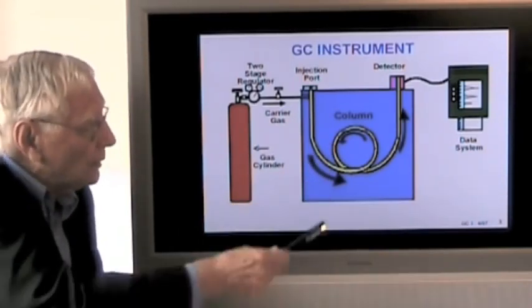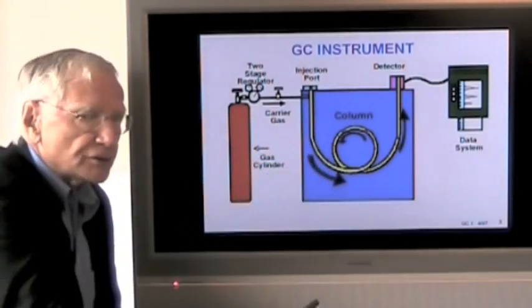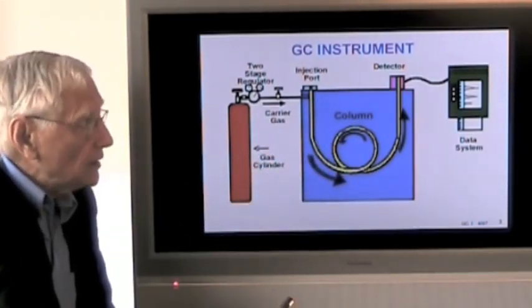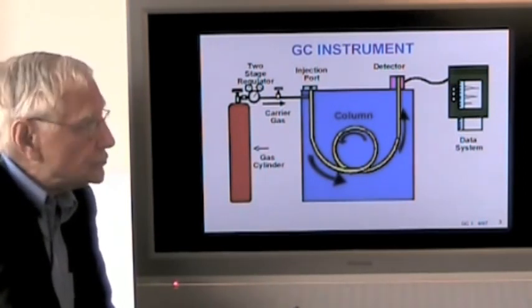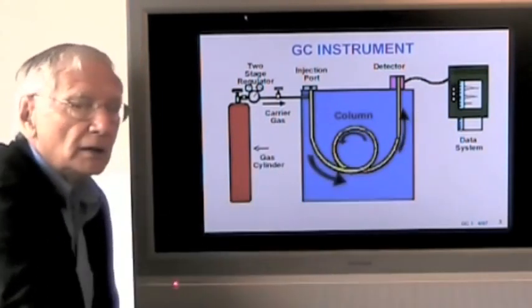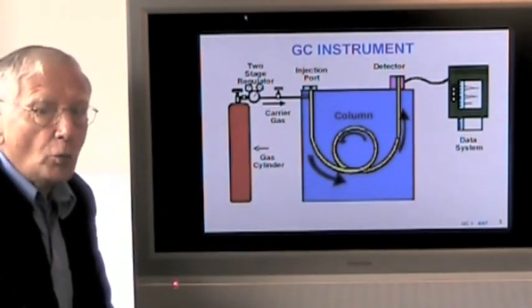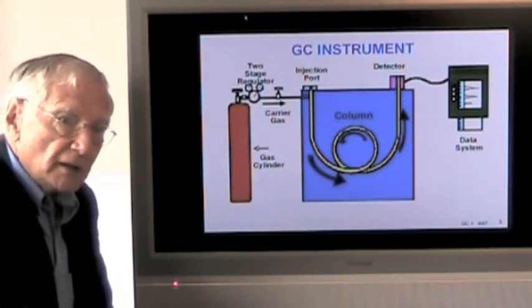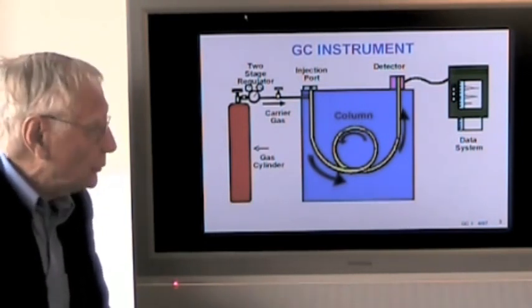After the column, the sample components enter a detector where an electrical signal is generated. That signal is proportional to the concentration of the sample. And that signal is recorded here on a data system. In today's world, this is almost always a computer. In earlier times we used integrators, and in much earlier times even a very simple recorder.